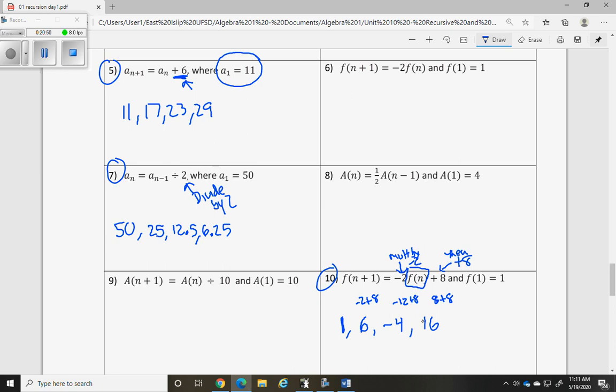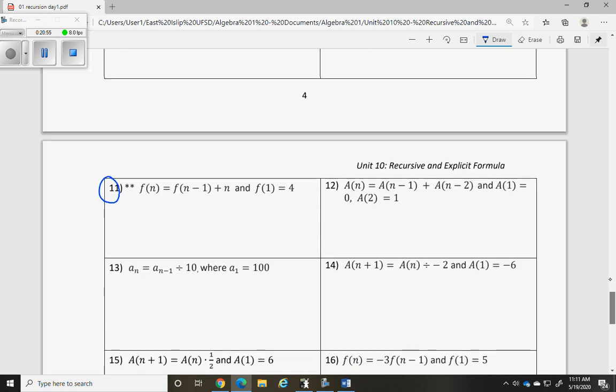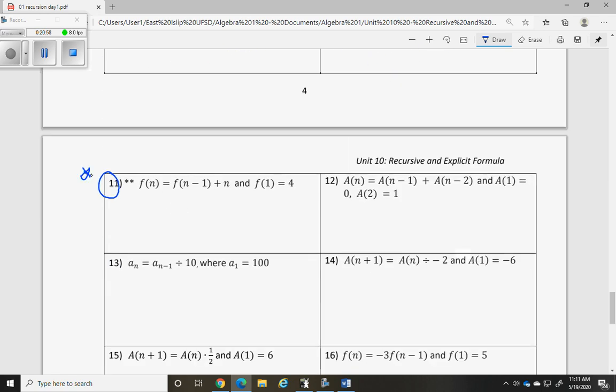What do I start with? And then what do I do? We're going to do number 11. It has 2 stars next to it because it's the trickiest one of them all. And I've seen some tricky stuff like this on a Regents exam, but usually it's the more basic ones that we've done. So, I know to start with a 4. I know I'm supposed to be finding the first 4 terms. But what do I do? This is tricky, right? This is like what I know, and then this is what I do.